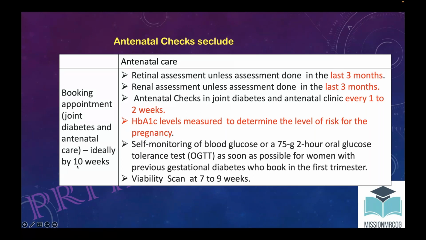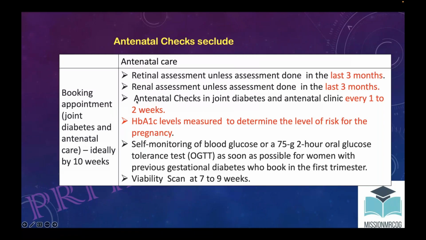Retinal assessment and renal assessment to be repeated if it is not done in the last 3 months. Antenatal check every 1 to 2 weeks. Glycosylated hemoglobin is measured to find out whether pre-existing diabetes is there, and if the patient has got previous GDM, then self-monitoring of glucose or OGTT and viability scan at 7 to 9 weeks. So this is the antenatal care that will be done if the patient is coming at the booking visit.